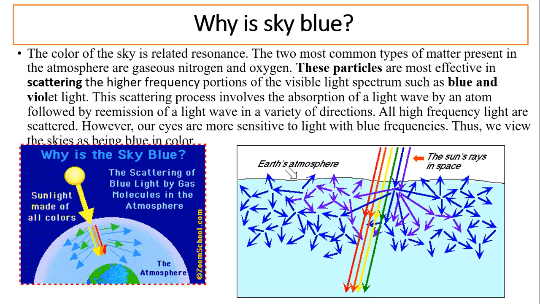So all high-frequency light is scattered. However, our eyes are more sensitive to light with blue frequencies. Thus, we view the sky as being blue in color. So here's light with all different colors, and only the blue and violet are scattered. All the other colors pass right through because they do not have the same natural frequency as the nitrogen and oxygen.